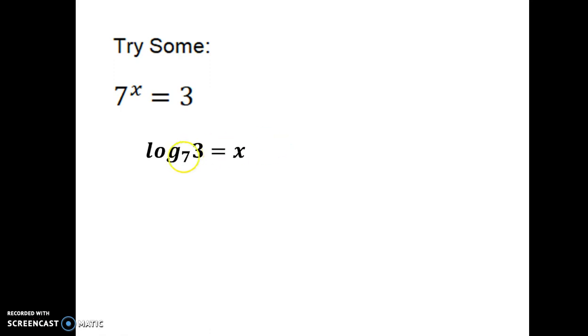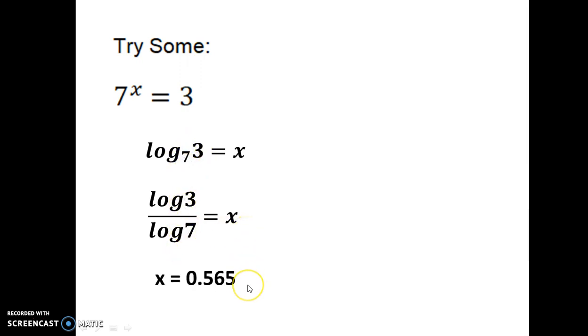All right, hopefully you set it up like this. Log base 7 of 3 equals x. By change of base, this can become log base 10 of 3 over log base 10 of 7. So log of this one over log of this one. Now the base is 10. Punch that in your calculator, you should get this. Again, if you punch this in, you'll get the same value.